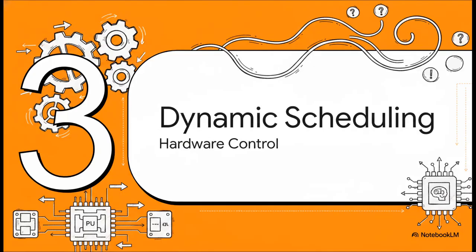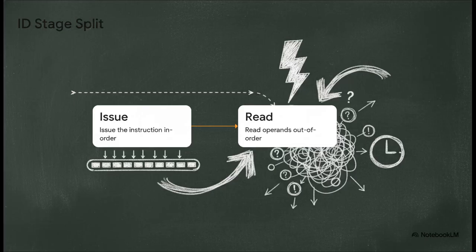Moving right along to Section 3, dynamic scheduling and hardware control. To actually achieve this on-the-fly flexibility, the hardware does something really clever. It splits the instruction decode stage into two distinct steps. First, it issues the instructions strictly in order. That's crucial to keep track of the program's original intent. But step 2 is where the magic really happens.